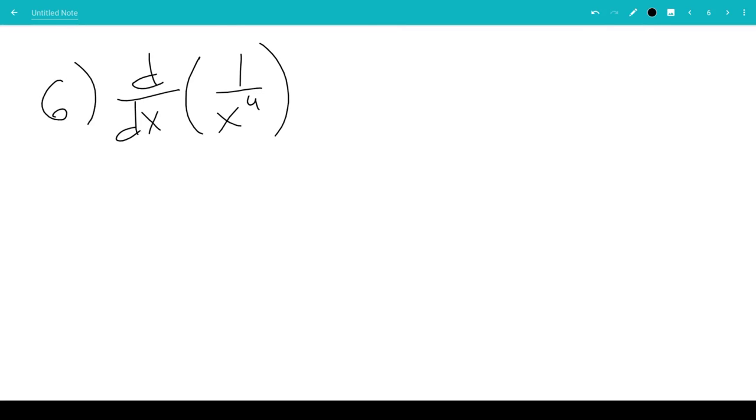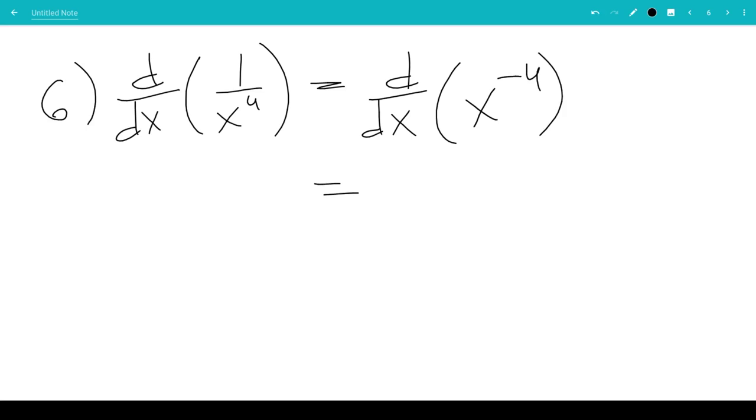We have the derivative of 1 over x to the 4th. So we're going to think of this as the derivative of x to the minus 4. Use the power rule, so bring the negative 4 down, x to the minus 5, which would be negative 4 over x to the 5th.